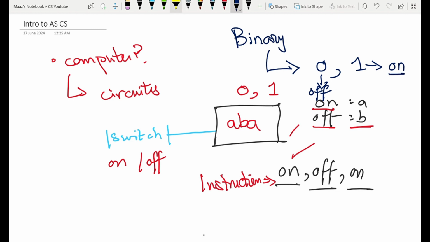This is quite important because if we convert the same instruction on, off, and on into binary form, on would be 1, followed by 0, followed by 1. Therefore, you get your binary instruction for the same operation as 101.